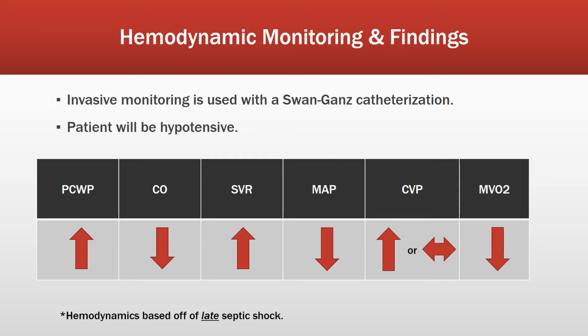The hemodynamics will be monitored using a Swan-Ganz catheter. The patient will be hypotensive. Pulmonary capillary wedge pressure will be increased. Cardiac output decreased. The SVR is increased. The mean arterial pressure will be decreased. The CVP will be normal or increased. And the venous oxygen will be decreased. These hemodynamics are based off of late septic shock.